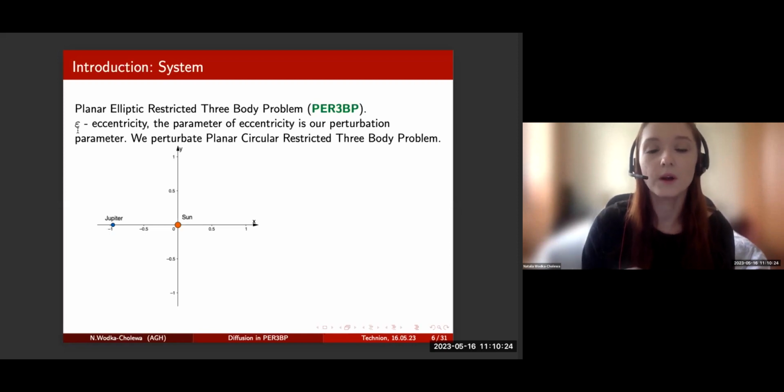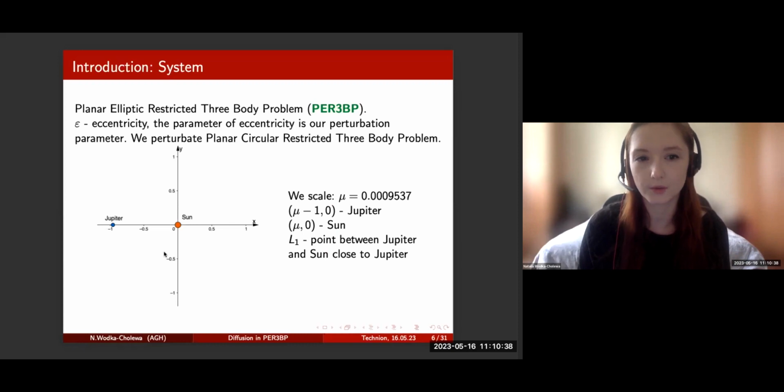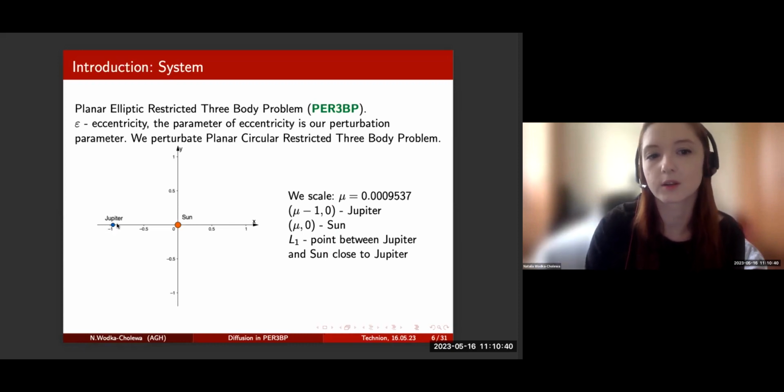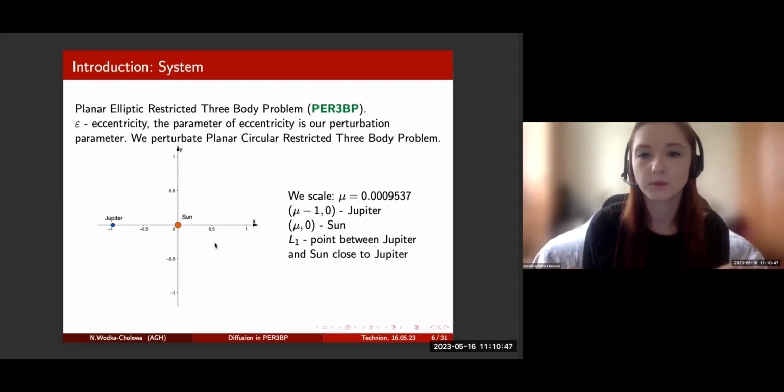Okay. So in our system, the Sun will be close to 0, 0, and we scale the positions of the Sun and Jupiter. So the L1 is closer to the Jupiter. Jupiter is almost at -1, because the distance between Jupiter and Sun will be 1. So we scale it also because the mass of the Sun is much greater than the mass of the Jupiter.